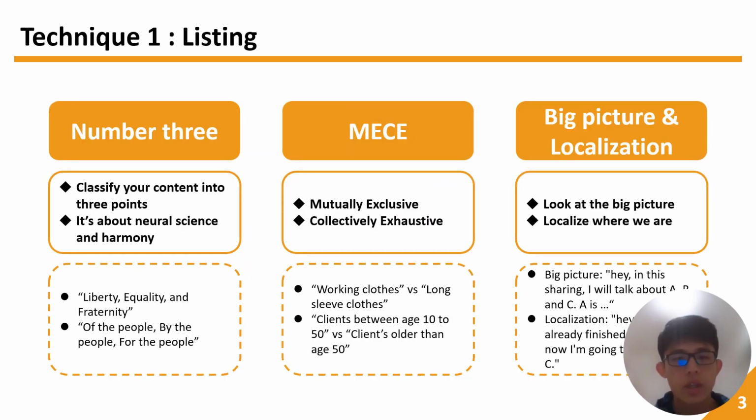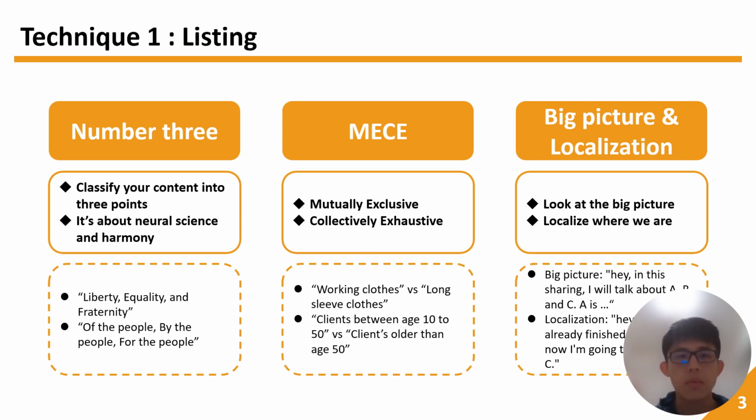So there are three very important methods I want you to keep in mind. The first one is called remember the number three. Number three is a magic number. So I highly recommend you classify your content into three points. I think three is the perfect number because more than three seems too much, but less than three seems too little. Three is just right.